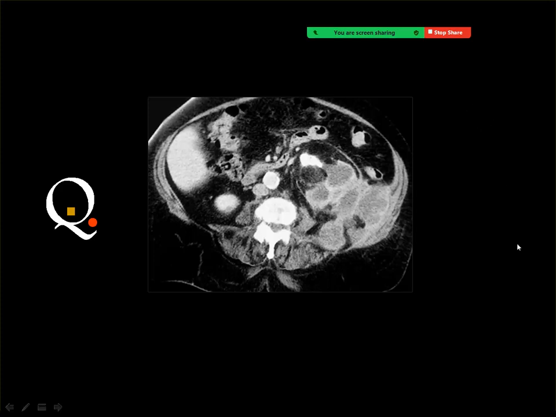Next case is a CT scan of the abdomen showing this lesion in the retroperitoneal area.